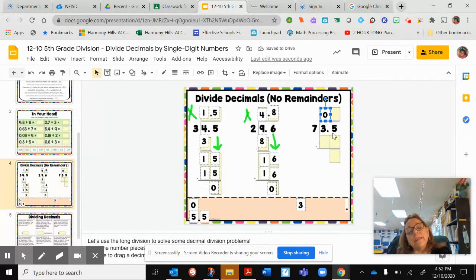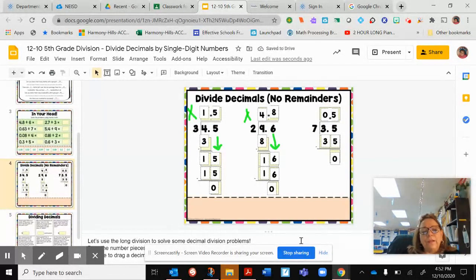But 35 can be evenly fair shared in the 7 groups. So 5 will be in there. So 5 times 7 equals 35. I'm going to bring that here. And I subtract it out. That's 0. And now I'm going to bring up my decimal. And there you go. And that's your final answer.